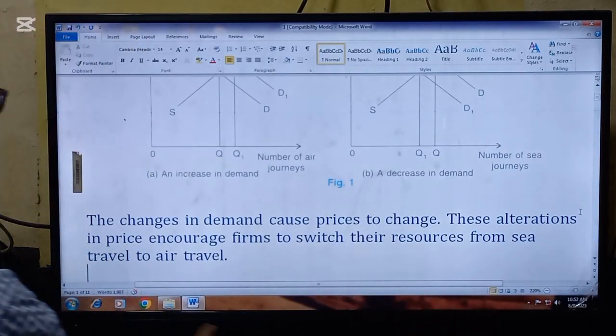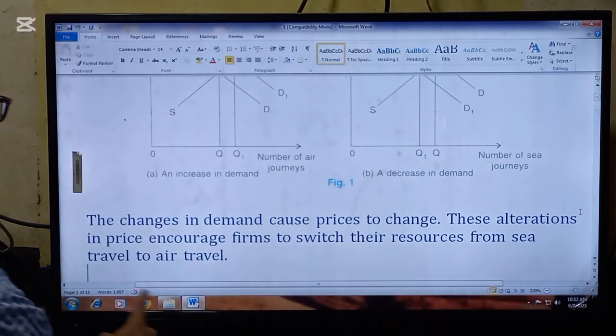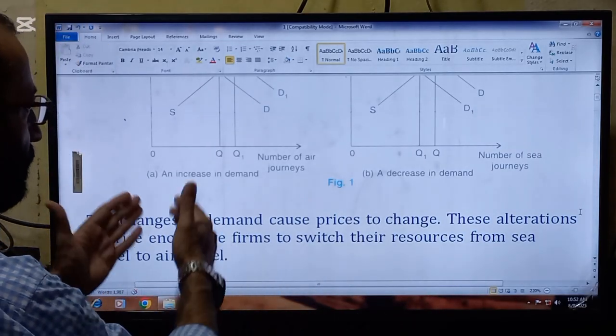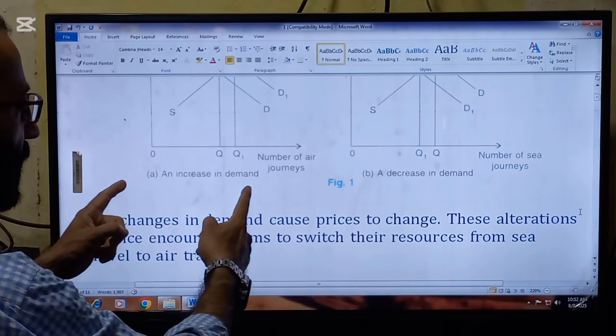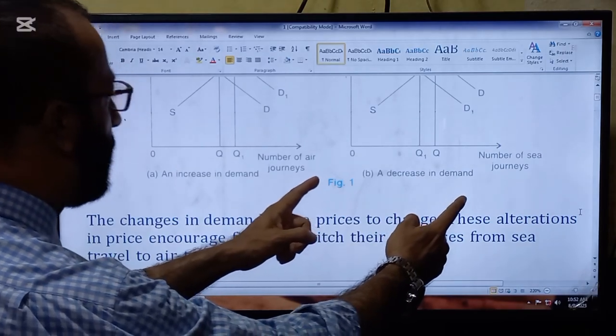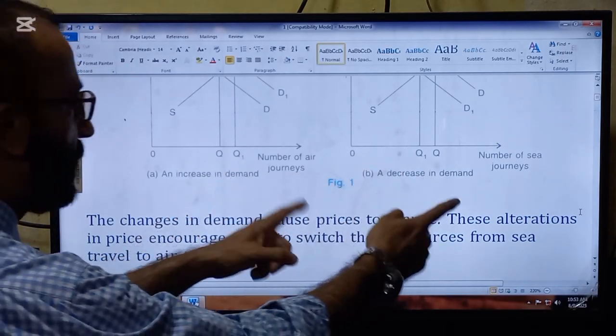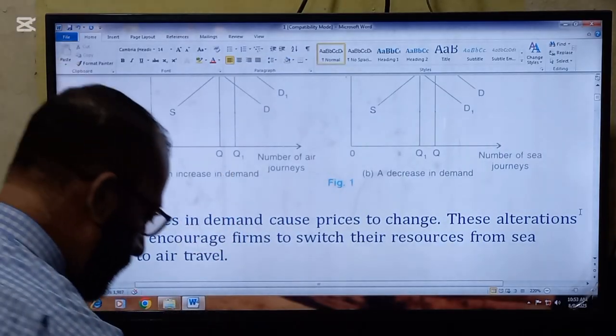These alterations in price encourage firms to switch their resources from sea travel to air travel because air travel is in demand. The demand for air travel is on the rise. So some businessmen will move their resources from the sea business to the air business.